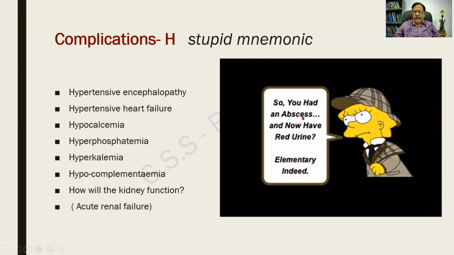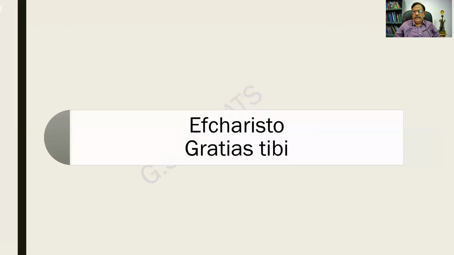So you had an abscess and now the urine is red. What is your finding? It is post-streptococcal glomerulonephritis. R.A.T.S. TB.